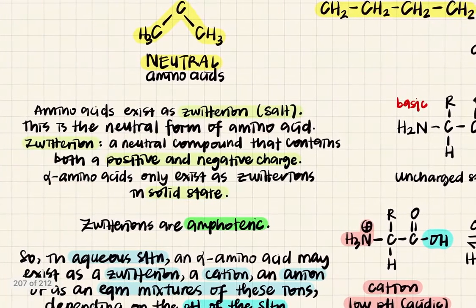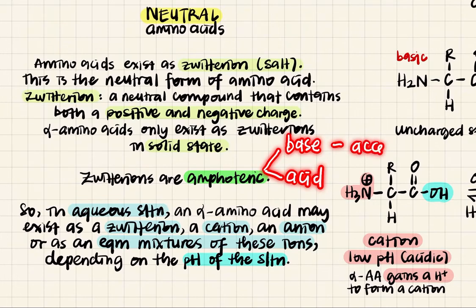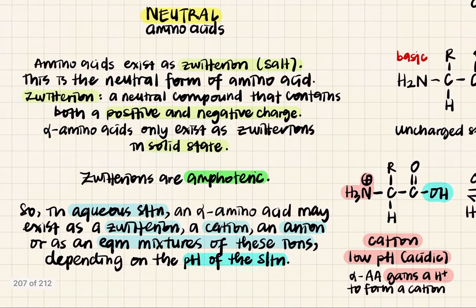Your amino acids, or your Zwitter ions, are actually amphoteric. Amphoteric means your amino acid, your Zwitter ion, can act as a base or act as an acid. If it acts as a base, it accepts a proton. If it acts as an acid, it releases a proton. But in the solid state, you only have Zwitter ions.